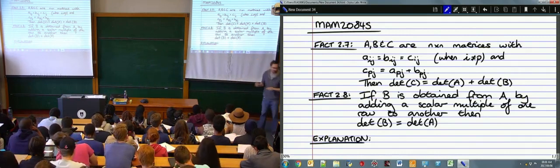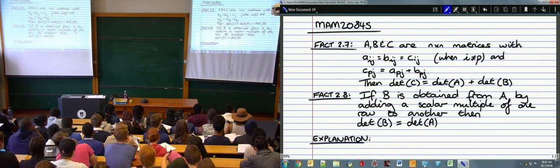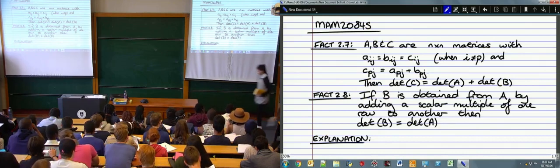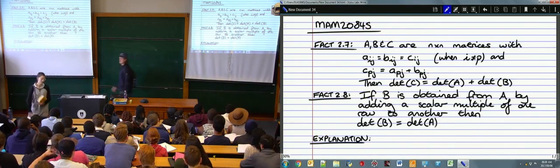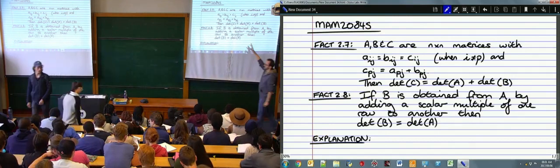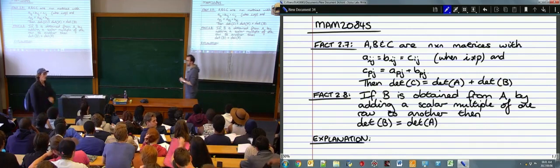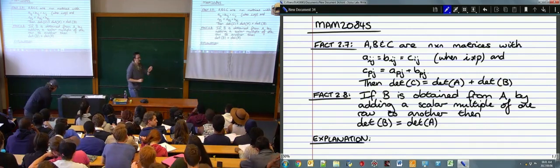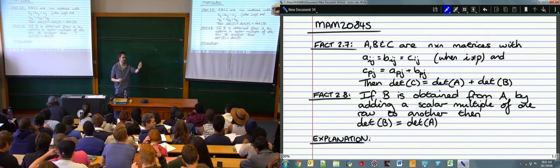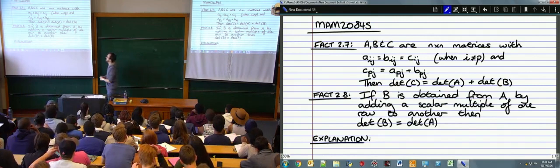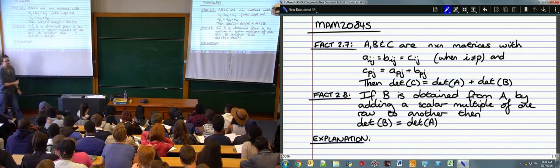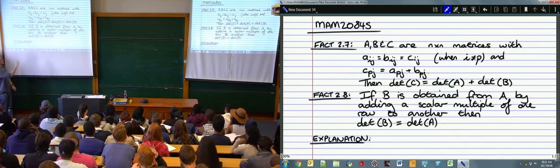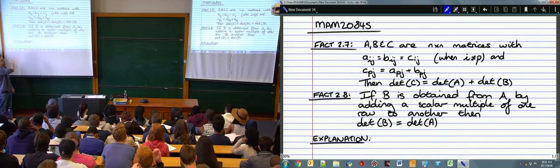Fact 2.7 basically says if you've got three matrices A, B, and C, and these matrices A, B, and C are almost identical, in all the rows except one, the entries are the same. And then in the pth row, the entries in C are just the sum of the entries in the pth row of A and B. Then the determinant of C is just the determinant of A plus the determinant of B. And we proved this yesterday.